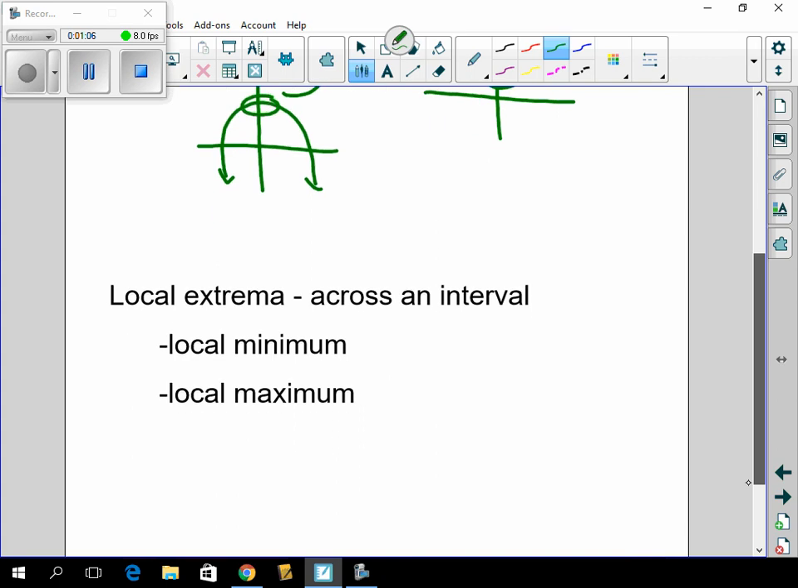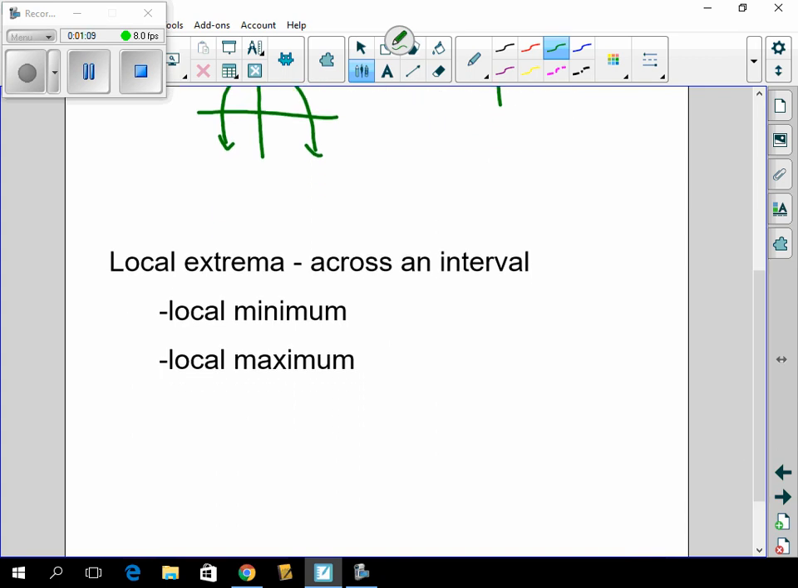So local extrema are minimums and maximums, but instead of on the whole domain, they're across an interval. So if I look at just a cubic function, we can see that on this interval, we have a point that is higher than the others. If I cut the interval off right here, this could be a local maximum because I'm really low down in this direction, and then I come up, and then I go back down. So this is my highest point on the interval.